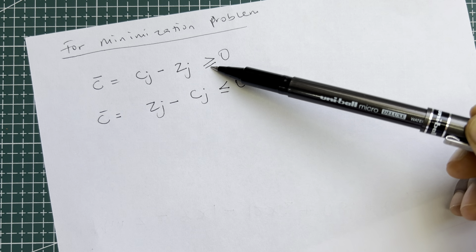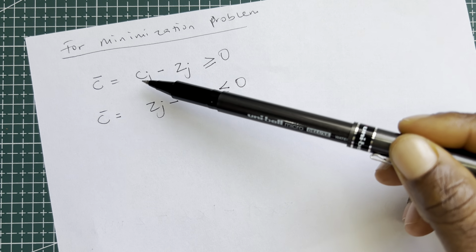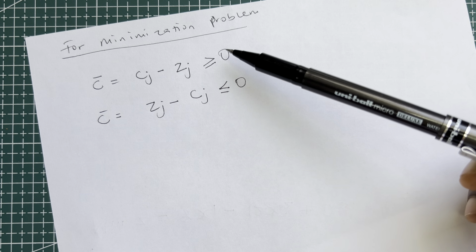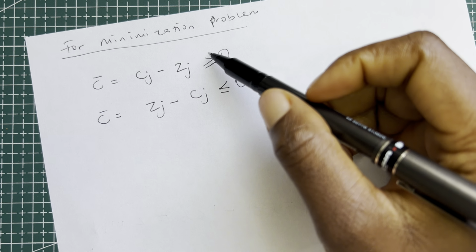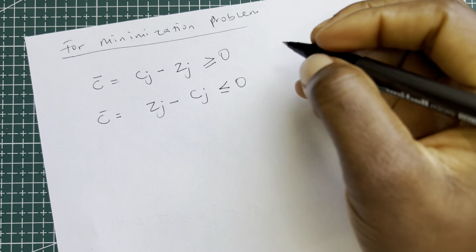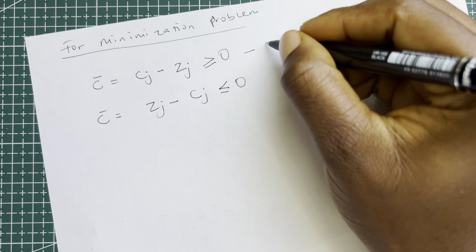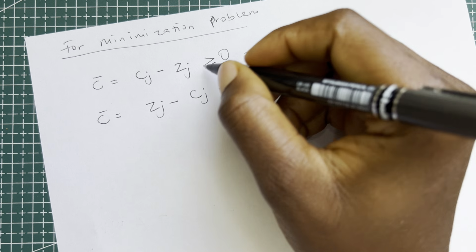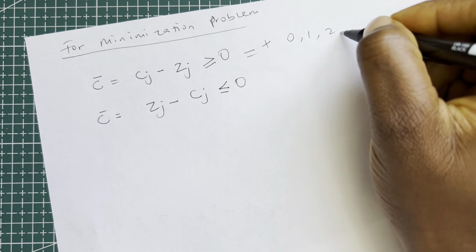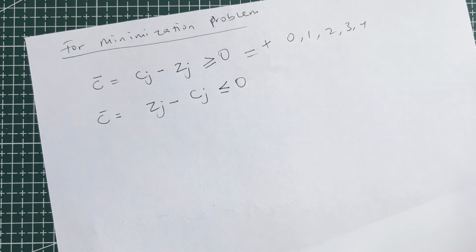For me to reach the optimal solution, my relative cost, which is Cj minus Zj, must be greater than or equal to 0. So when I have everything greater than or equal to 0, I've reached my optimal solution. Therefore, everything here must tend to positive.